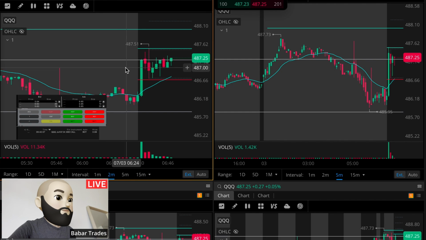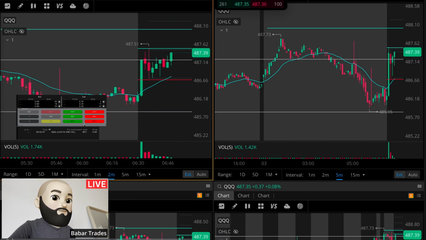So based on the entry here, 1-to-1 would be right here. Maybe 2-to-1 would be this blue line at 488. Again, because this is the same day expiration that I'm selecting and it's a shorter day, I'm not interested in holding for any pullbacks. But with the way the momentum is not as strong, 487 looks like an area where I'd want to get out.